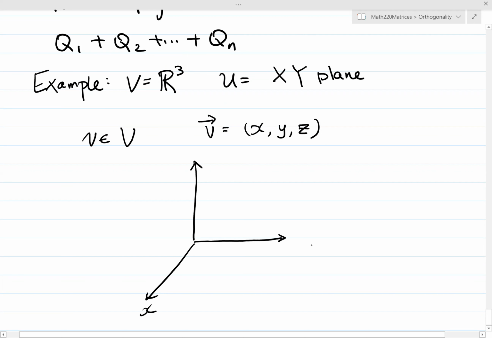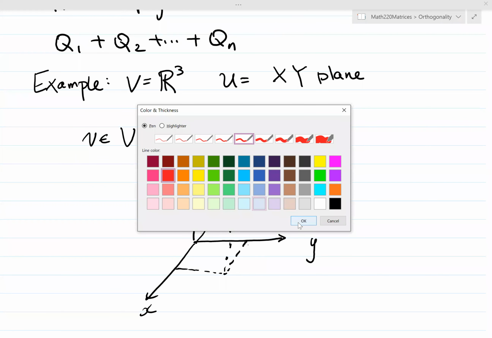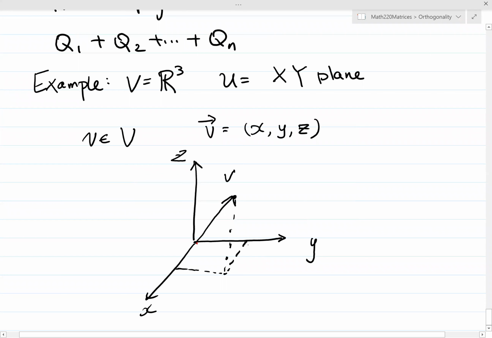This is X, Y. This is the Z axis. Now suppose we have vector V. This is V. Now you find the projection onto the XY plane. Let me plot it in color. Let's plot it in red. So the projection will be red.